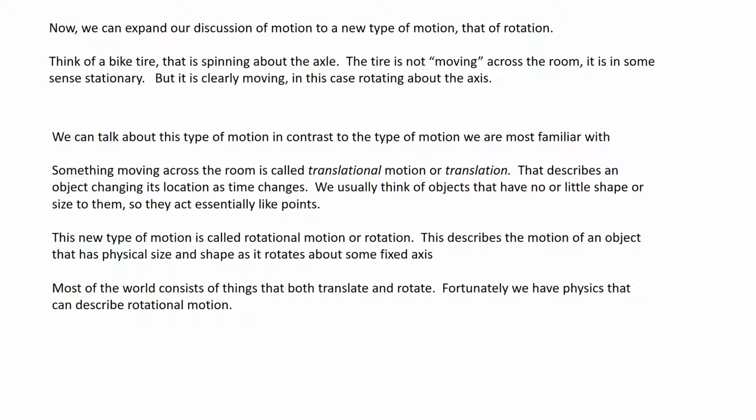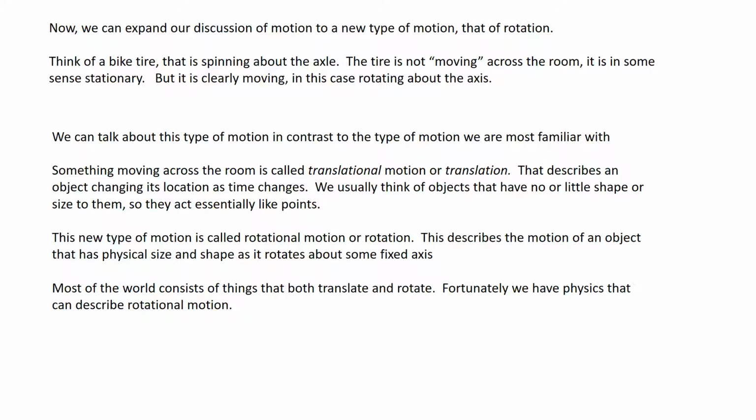We can talk about this type of motion in contrast to the type of motion we studied last semester. Something moving across the room is called translational motion, or simply just translation. That describes an object that changes its location in space as time changes. We usually think of objects with little or no shape, like little point sources, that are moving across the room. This new type of motion is called rotational motion, or just rotation for short. This will describe the motion of an object as it rotates about some fixed axis. This typically has a physical size and shape, like a tire, a door, or something that rotates.